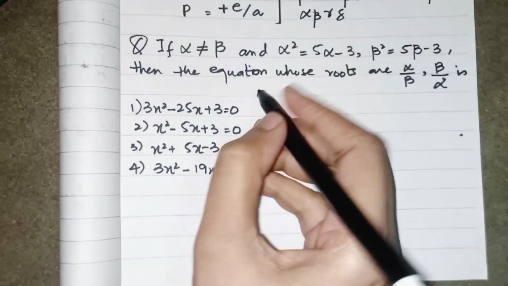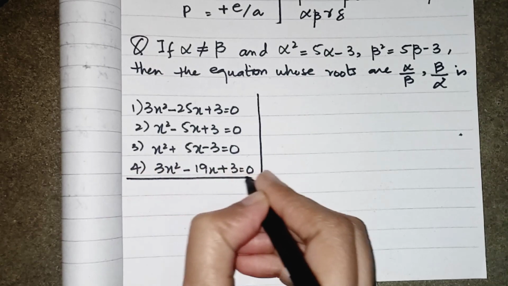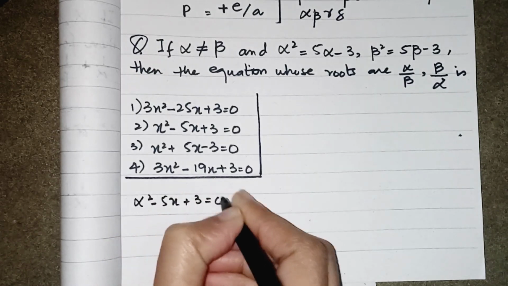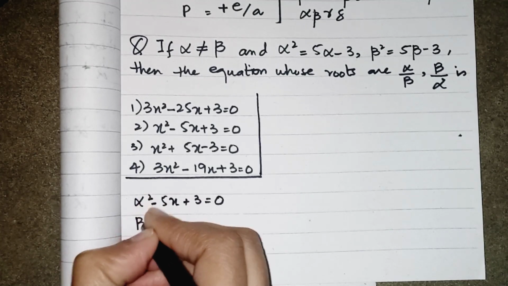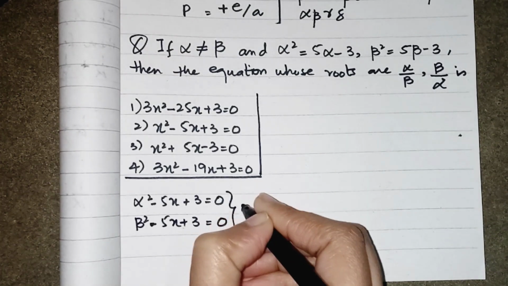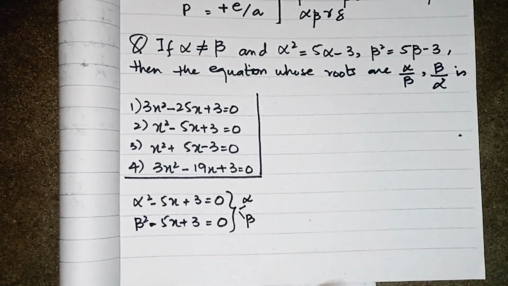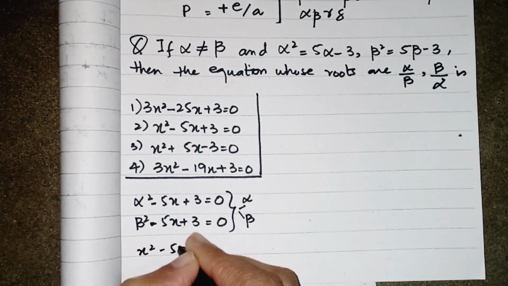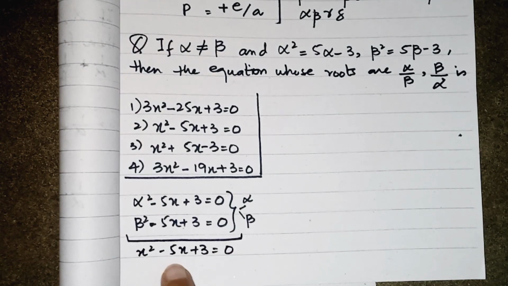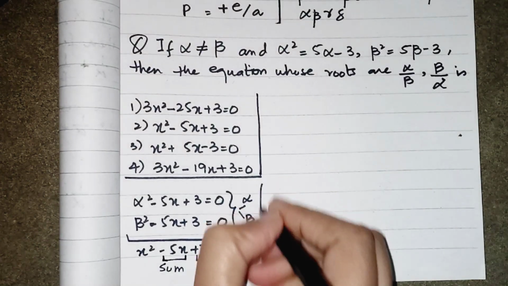So now according to the given information, they are saying that alpha square minus 5 alpha plus 3 equals 0, just moving all the terms to one side, and beta square minus 5 beta plus 3 equals 0, which tells us that alpha and beta are the roots of x square minus 5x plus 3 equals 0. They are the roots of this equation. So from this equation, what do we know? We know that this one will be the sum and this one will be the product. So we can easily find the equation.